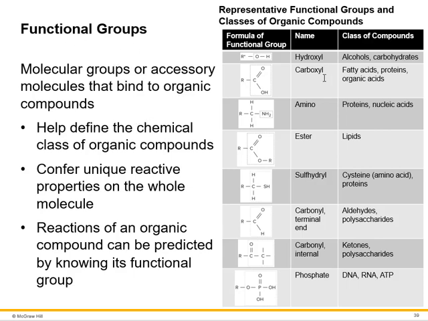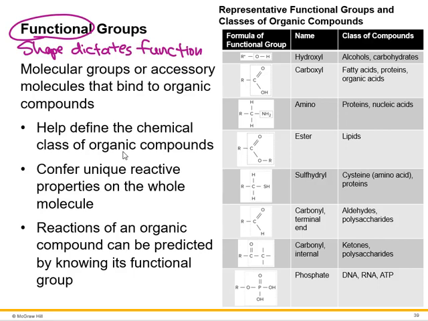If you have a hydrocarbon and you add, say, a hydroxyl to it, then that makes it an alcohol. These functional groups are molecular groups or accessory molecules that bind to organic compounds, and they give the molecule a particular shape. If you recall, a key fundamental theme of biology is that shape dictates function. So these little groups change the shape, and therefore they change the function, and that is why they are called functional groups. They help define the chemical class of organic molecules, because if you see these particular functional groups, then you know it's this type of molecule. And the reactions of organic compounds can be predicted by knowing their functional group.